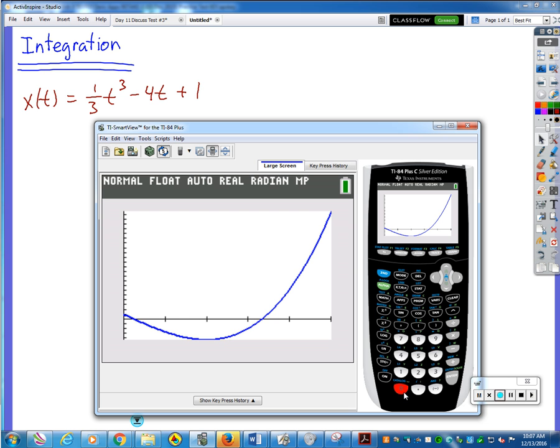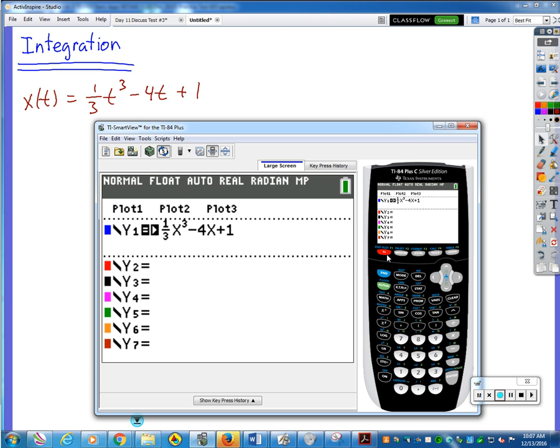I just lost track. So hit Y equals, please. Everyone hit Y equals. Press the arrow key until Plot 1 is highlighted.